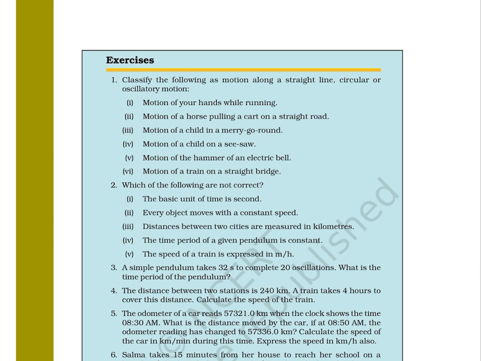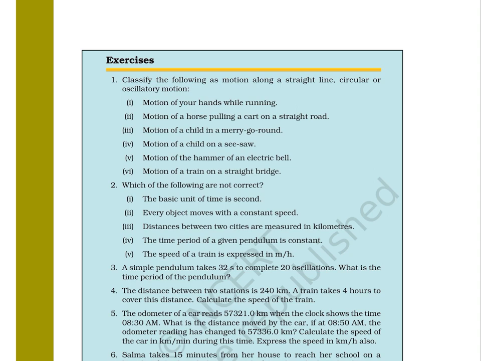Exercises. 1. Classify the following as motion along a straight line, circular, or oscillatory motion. 1. Motion of your hands while running. 2. Motion of a horse pulling a cart on a straight road. 3. Motion of a child in a merry-go-round. 4. Motion of a child on a seesaw. 5. Motion of the hammer of an electric bell. 6. Motion of a train on a straight bridge.